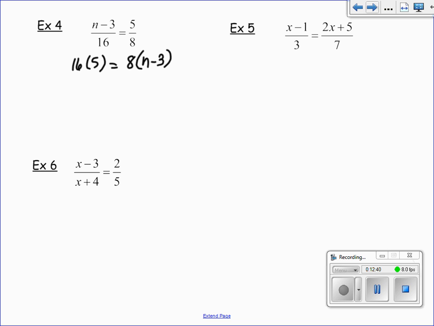What should you do next? What do you want to do, Luke? 16 times 5 is equal to 80. Good. And what can we do on the right side of the equation, Anna? You distribute. 8n minus 24. Good. So Anna distributed. Now it's a little couple step equation, Mary. Okay, add 24 to both sides. I'm going to flip the equation around. You don't need to, but lots of kids like to do that.